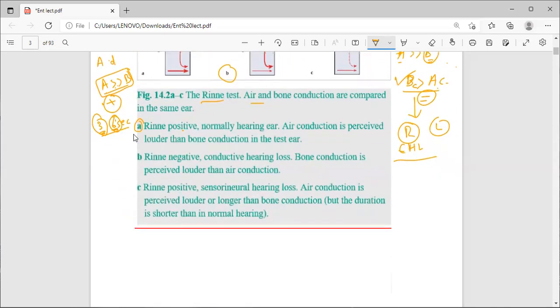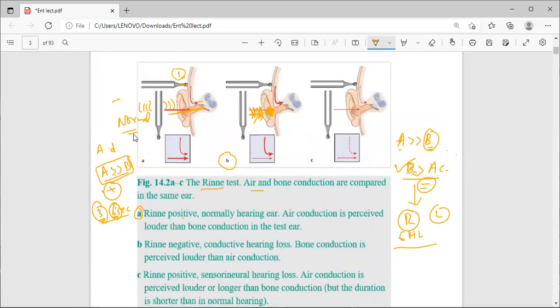Now moving to the third scenario. Here it is: Rinne positive sensory neural hearing loss. So they have assumed that this patient is having sensory neural deafness. As I told you, the bone conduction will be normal and the air conduction will be normal. There is no obstruction. But you are having some problem with the inner ear, some problem with the cochlea. It may be with the semicircular canals, or it may be with the vestibulocochlear nerve. All these three can cause you sensory neural deafness.